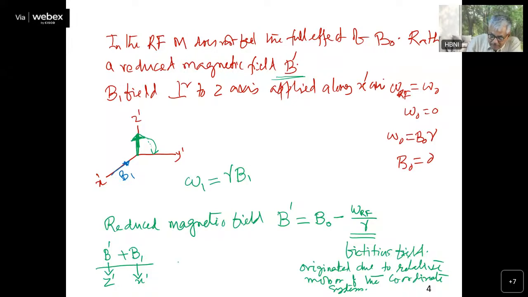So what will be the effective field? B effective will be equal to, in magnitude, the square root of B1 square plus B prime square. Now you have this as your B dash, and this is your B1. Because these two are vector quantities, where will the resultant lie?